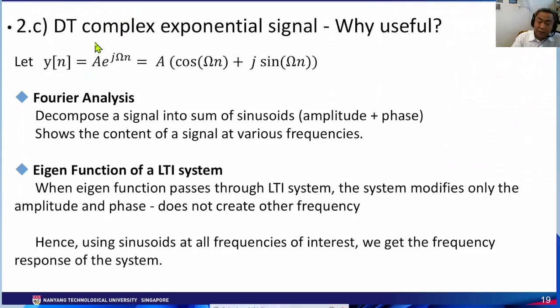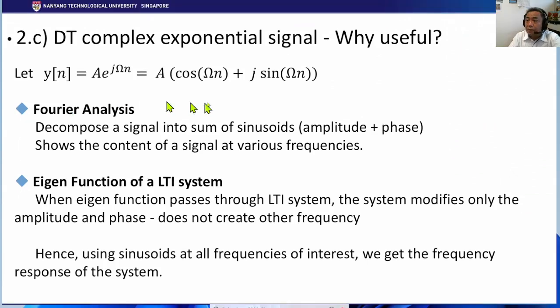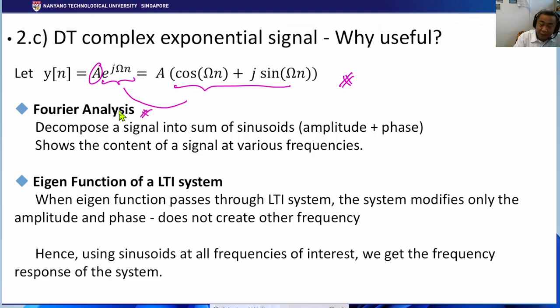In this slide, we'll study the most important signal in discrete time, the complex exponential signal. Ae^{jωn} is the complex exponential with amplitude A. The complex exponential signal can be expressed through Euler's formula: e^{jωn} is cos ωn plus j sin ωn. It's important because the complex exponential is typically used in the Fourier analysis.